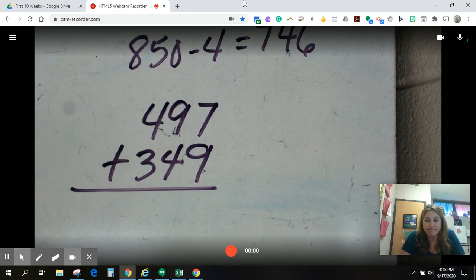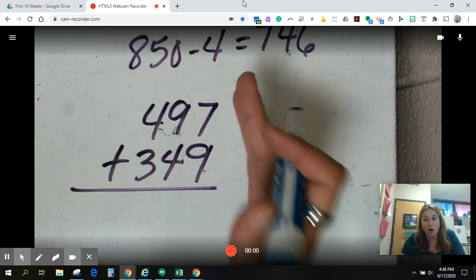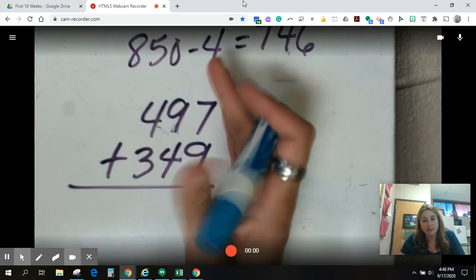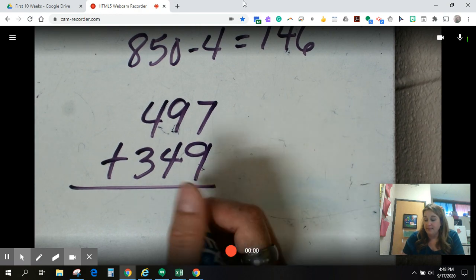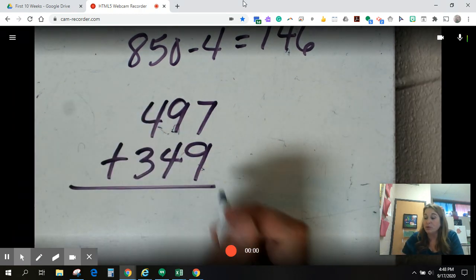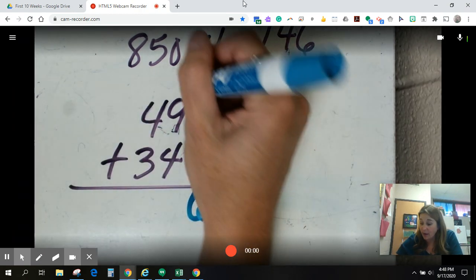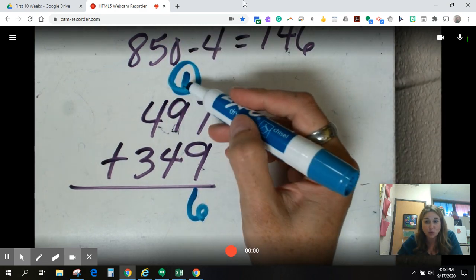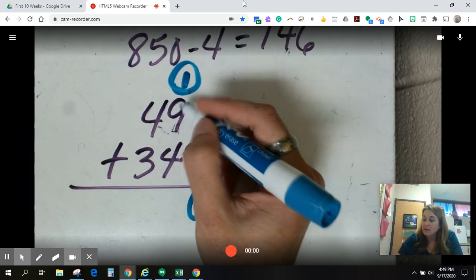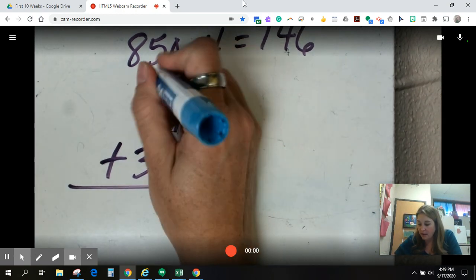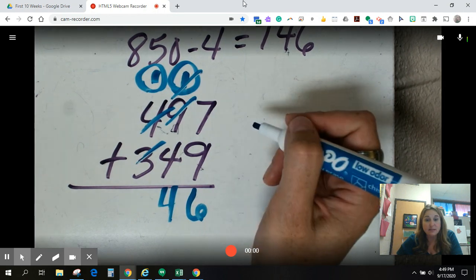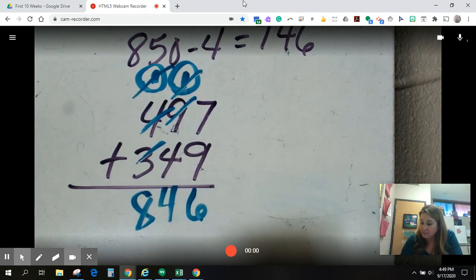Okay, so 9 and 7. Always going to start in the ones place. Always going to start on the right side. Always. Let's do 9 plus 7. 16. Okay, so 16, we're going to drop that. 6 is in the ones place. We're going to carry that one group of 10. That's not just one. That is one group of 10. 9 plus 1 is 10 plus 4, 14. Carry the 1. 4 plus 3 is 7 plus 1 more is 8. No, it's not. What did I do wrong?